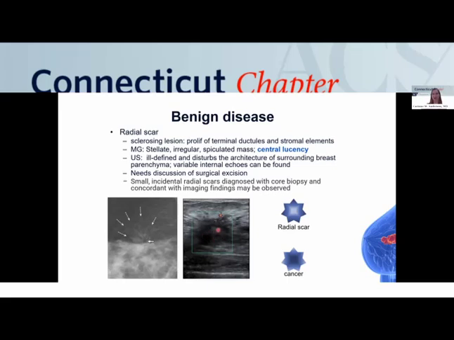Either way, you cannot see one of these on imaging and say, yeah, that's just a radial scar. Even if you see that classic central lucency, these always require a biopsy. If the biopsy reveals a radial scar, some of these ultimately require surgical excision and some do not. Radial scars that presented looking like this, we tend to excise. Sometimes though, you biopsy something else and you get a radial scar, and those in general, you do not need to excise. So those small incidental radial scars diagnosed with core biopsy and concordant imaging findings can just be observed.